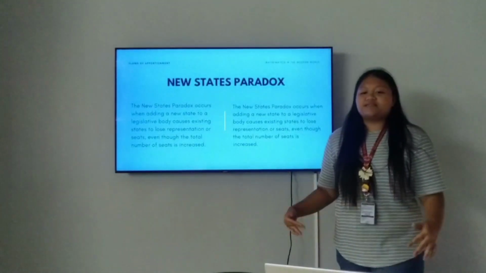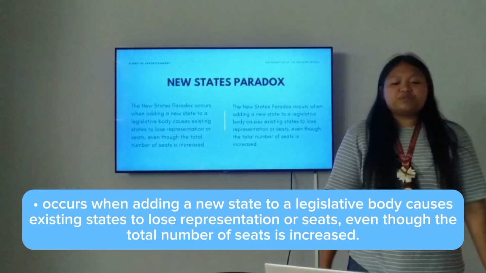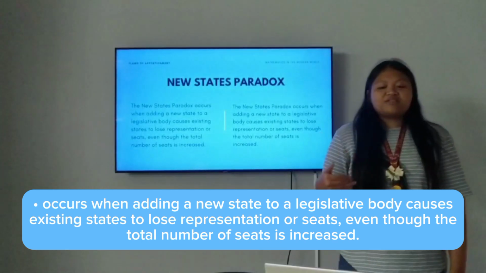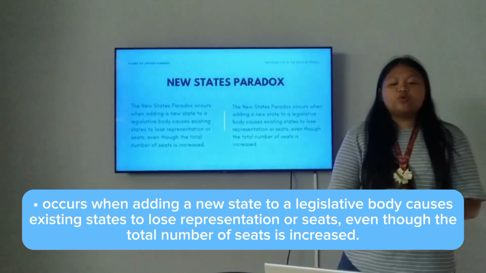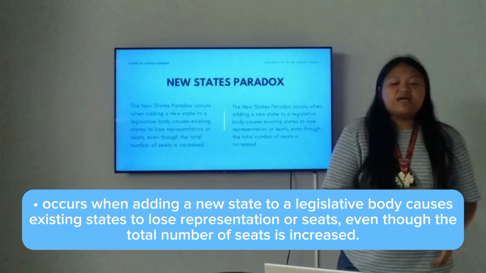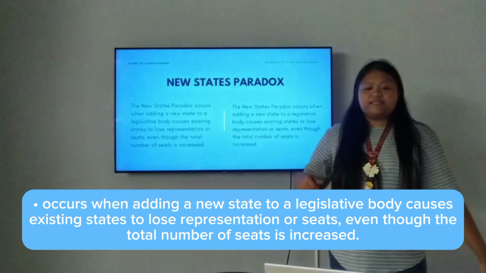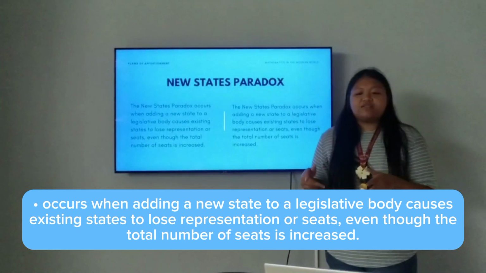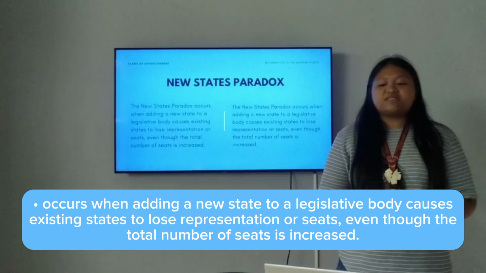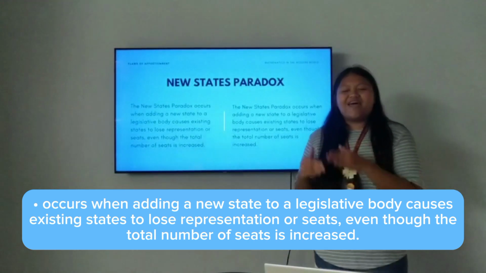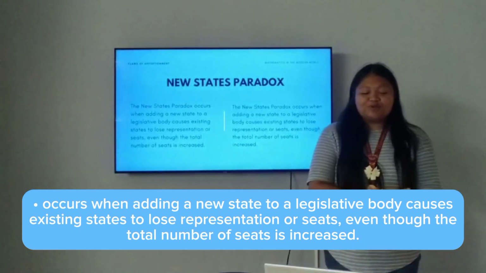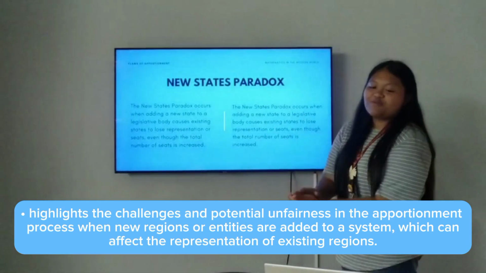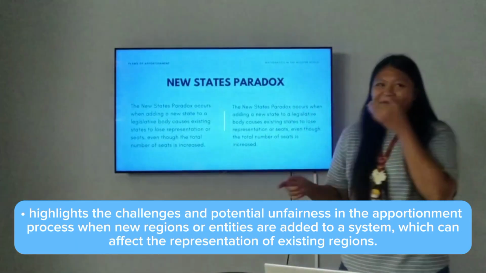Next is the new states paradox. It occurs when adding a new state to a legislative body causes existing states to lose representation or seats, even though the total number of seats is increased.